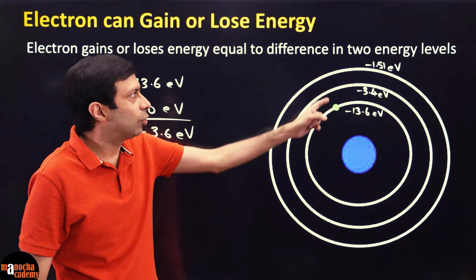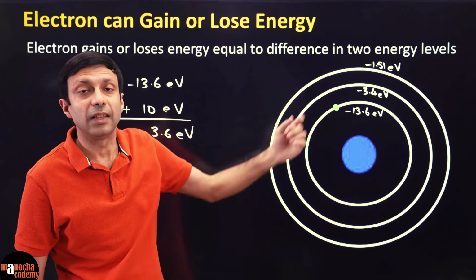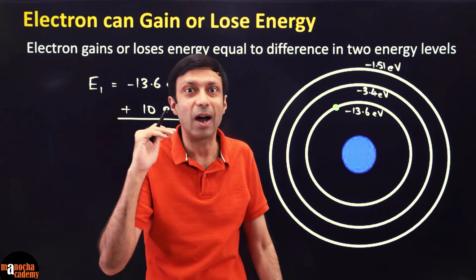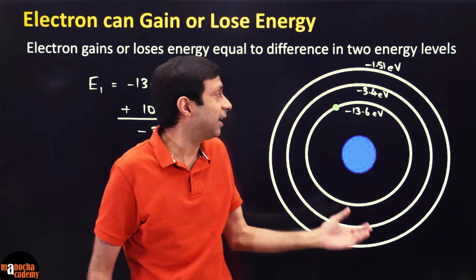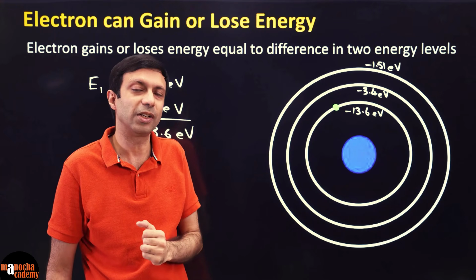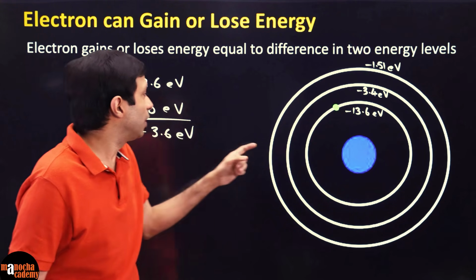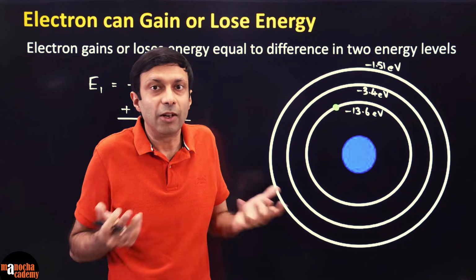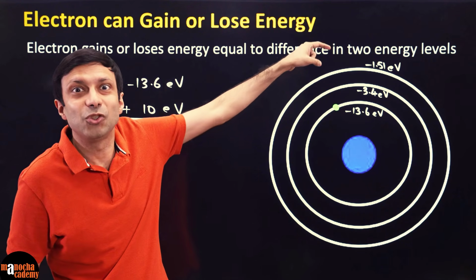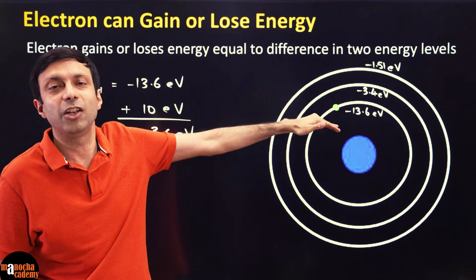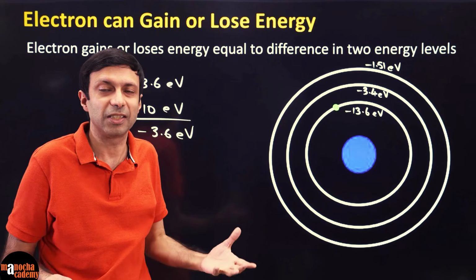So will that be sufficient to take it to the second shell? The answer is no, because the second shell has a level of minus 3.4 electron volt. And here I'm using the values for the hydrogen atom, right? So we are talking about the hydrogen atom here. So if you give it 10 electron volt of energy, it will say thank you, but then no thank you. Why? Because it is not able to go to the second shell. So it will fall back into the first shell. It cannot accept this energy level.